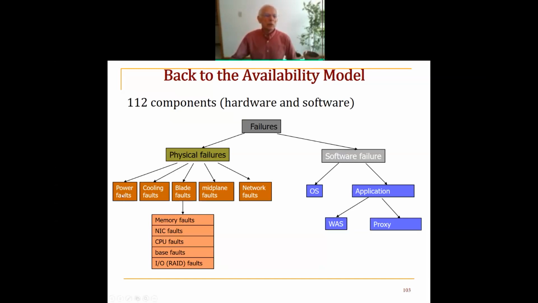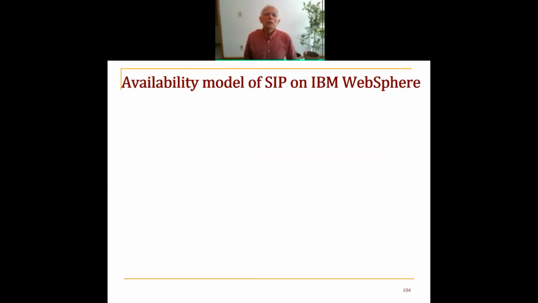Hardware failure wise: power subsystem, cooling subsystem, blade, mid-plane, network, etc. And blade has many different subsystems. On the software side, there is the operating system, and application wise, we have WebSphere application server and proxy server here. And it turned out that we had already done the blade center availability model by the time we went on to the SIP. So our major task was to worry about the software part. Hardware part was already done.